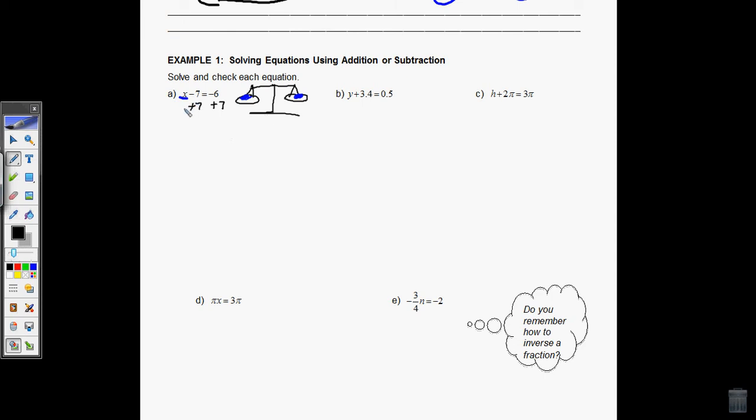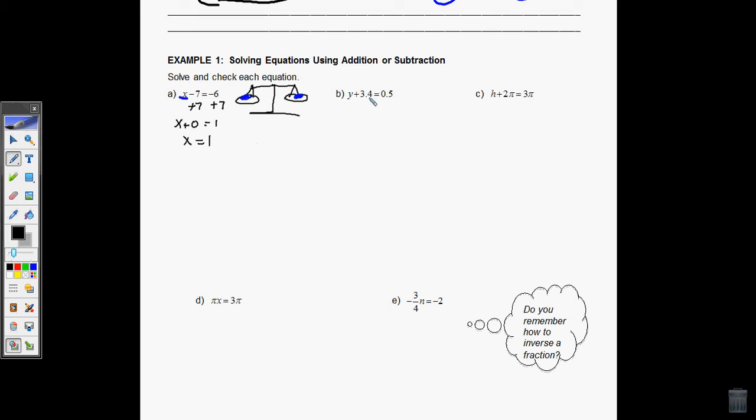So when I add 7 over here to get the x by itself, because negative 7 and positive 7 equals 0, I also have to add 7 to the right side to keep things balanced. Negative 6 and positive 7 comes out to 1. x plus 0 equals 1. x equals 1. So our first equation was quite simple, nice and easy to solve.